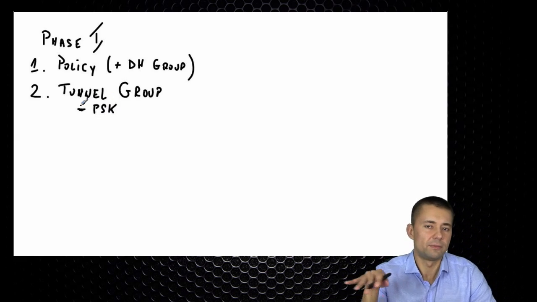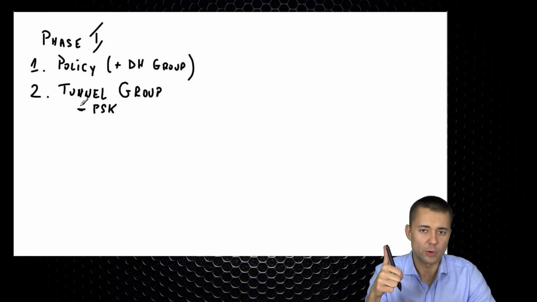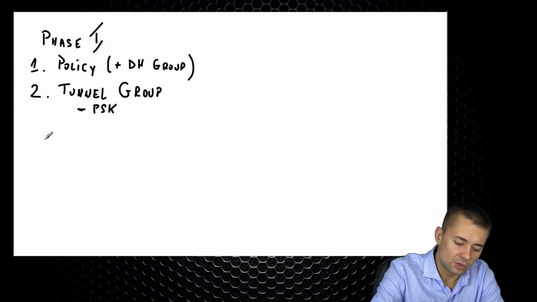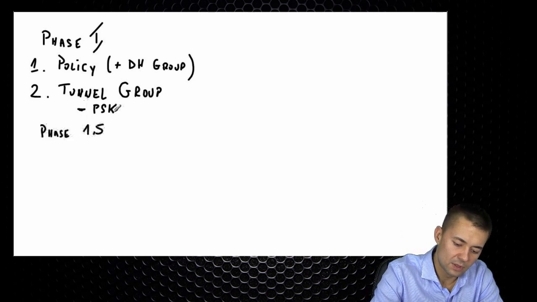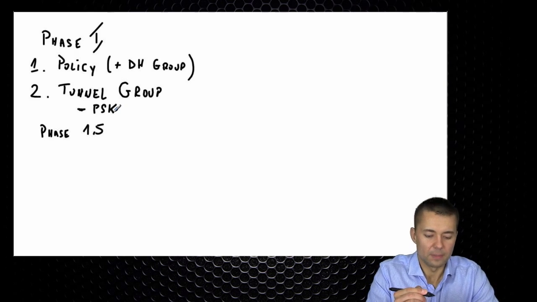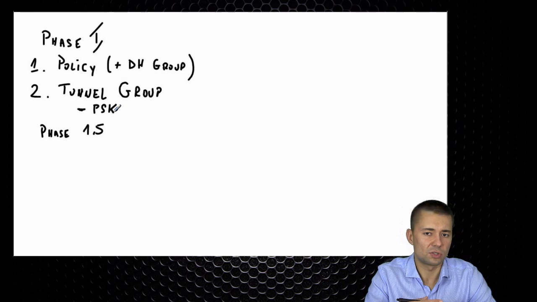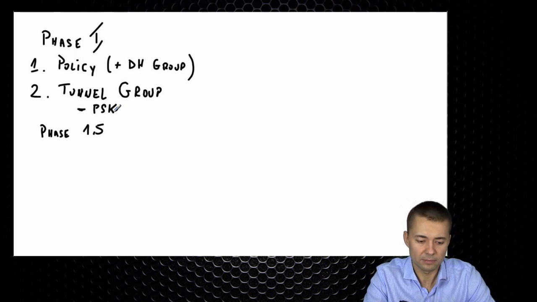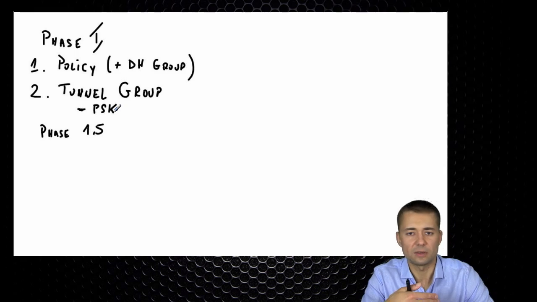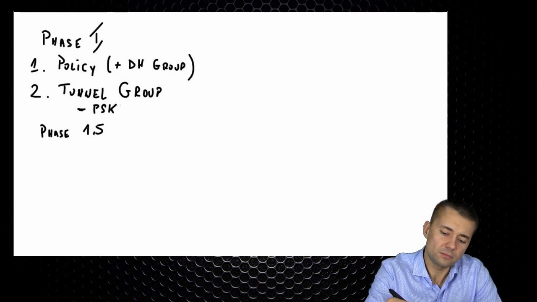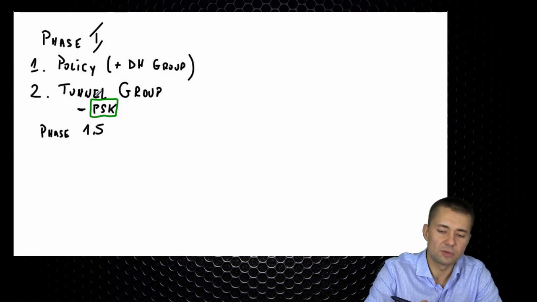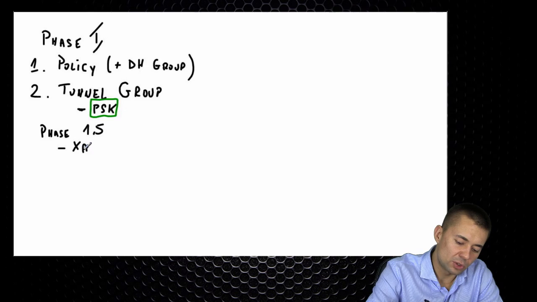Now, when phase 1 is finished, we've got our management connection up and working. What's going to follow? This is going to be phase 1.5. What do I need over here? There is going to be a so-called extended authentication, which is a process of authenticating our connecting user. So there will be two types of authentications involved in the tunnel establishment. One is to authenticate the device, which happens over here, and the other one is to authenticate the user, which is that portion.